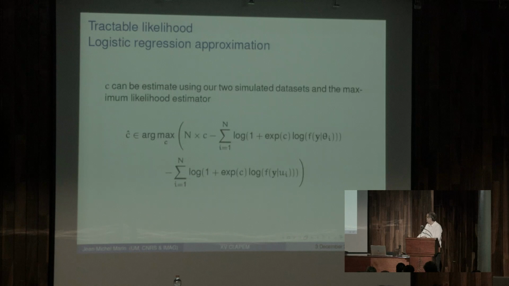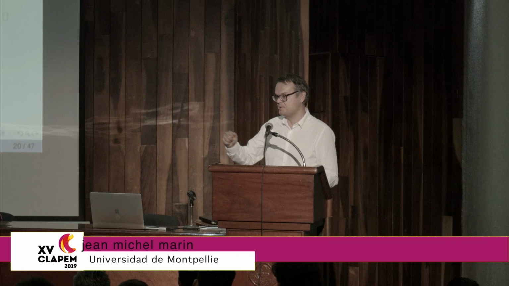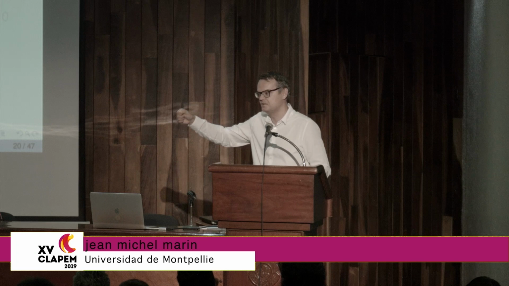What can happen if the prior is far from the posterior? The classification task is very easy. So the likelihood that corresponds to the logistic regression model is very flat with respect to the value of C, so you have a very high variance in the estimation of C for this flat likelihood, okay? So once again, if the posterior and the prior are too far apart, then you have a too easy classification problem, a too flat likelihood, and a big variance in the estimation of C.